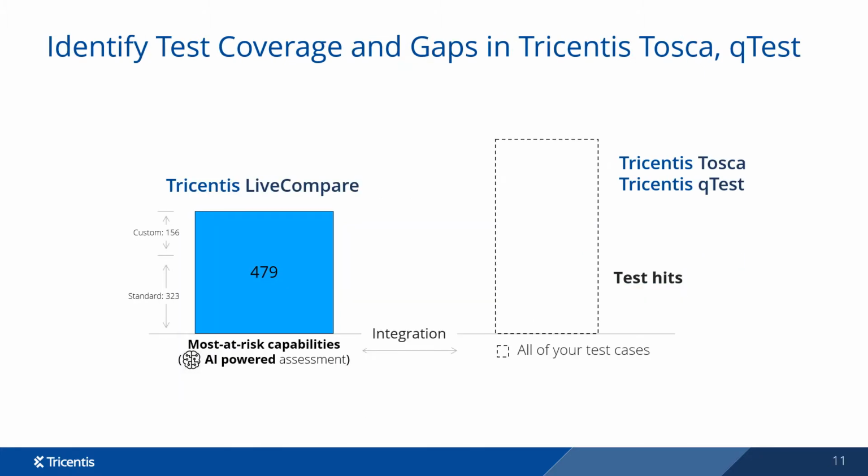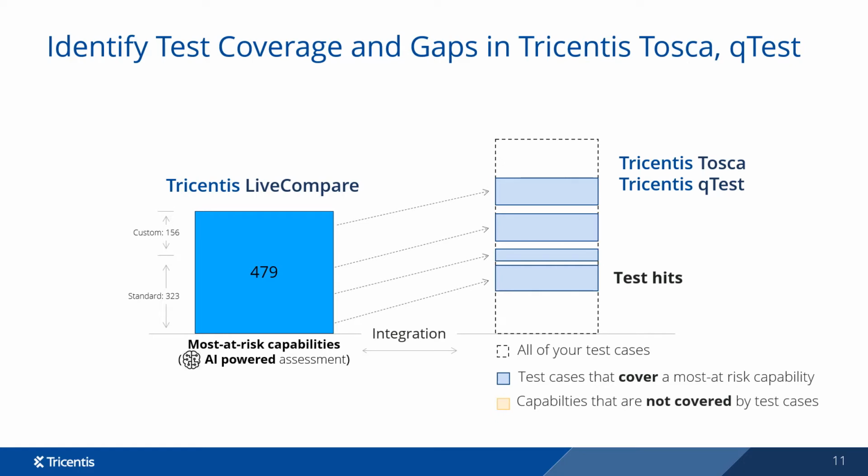Once LiveCompare identifies all of your most at risk objects, it then integrates into Tosca and Qtests, and it looks for related tests. The blue here represents most at-risk objects and their related tests. So when we search the inventory of all the tests, we find a reference of that most at-risk transaction or Fiori web app. The orange indicates gaps. These are most at-risk transactions, programs, APIs, and Fiori web apps that when we search Qtests and Tosca, we could find no related test asset.